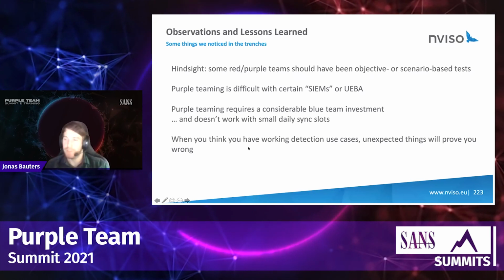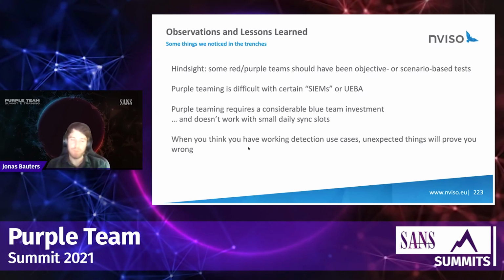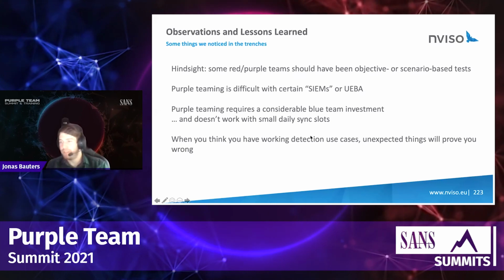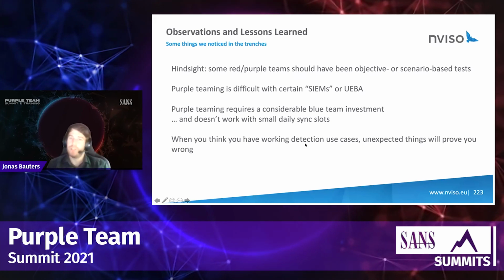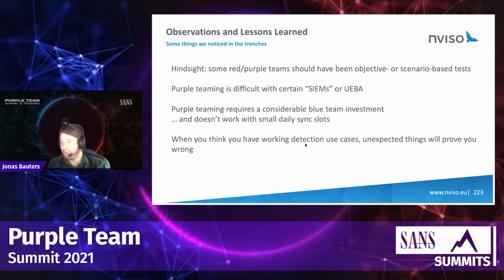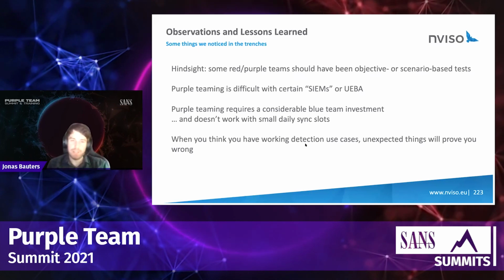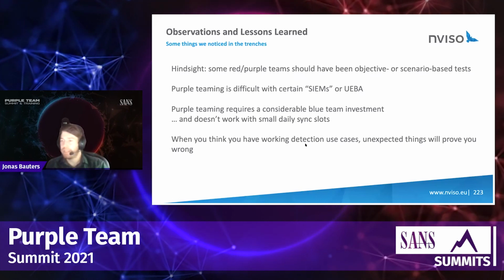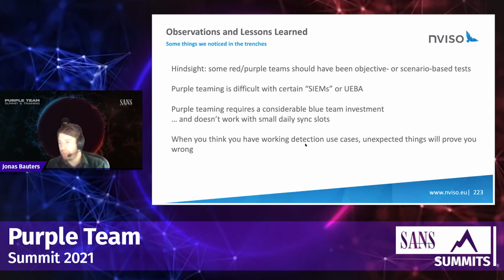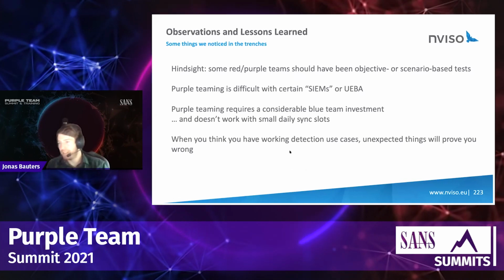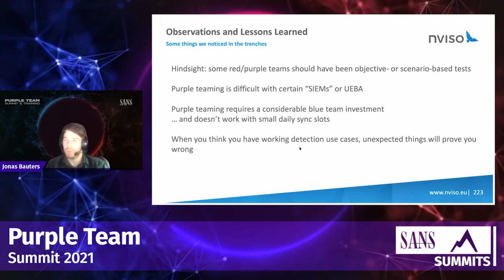And then finally, when you think you have working detection cases, some unexpected things will happen to prove you wrong. Specific examples: there have been detection cases that were not rolled out in production yet. Others where specific rules were based on firewall zones, for example, and while they should have triggered on the internal zone, due to an incorrect mapping, these were not triggering. When switching the use case to not external, they suddenly started triggering. So unexpected things will happen to your use cases that avoid the detection that you were hoping for or assuming would happen.